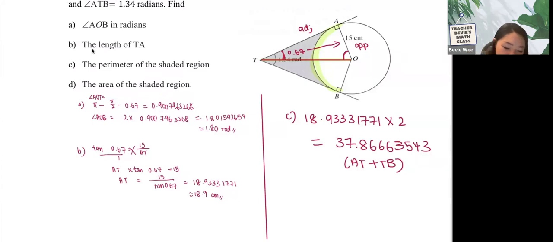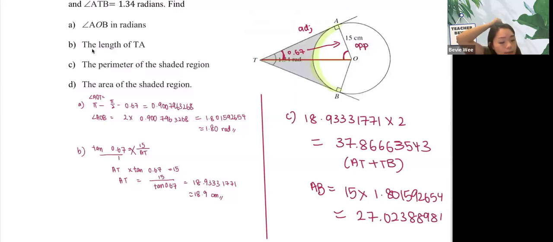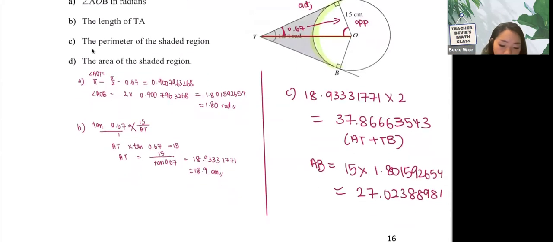Arc length AB is R theta. Theta, we found it in part 1 already. That is 27.02388981. That is your arc length AB. Then you got your AT plus TB, which is 37 point something. So you just have to add these two up.